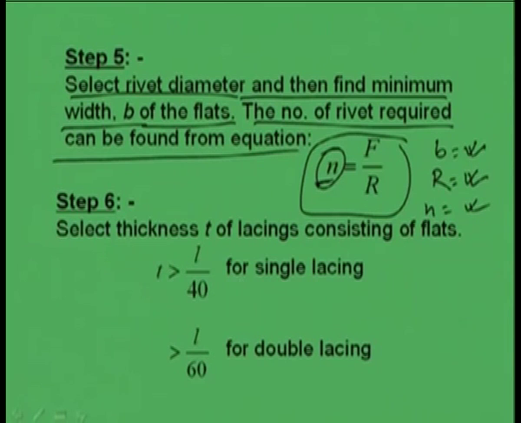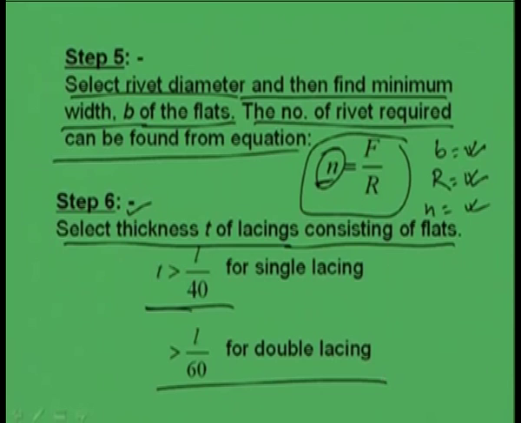Then in step 6, we will find the minimum thickness of the lacing if it is a flat bar. That means T should be greater than L by 40 at least for a single lacing system, and T should be greater than L by 60 for a double lacing system. That also we have to ensure.